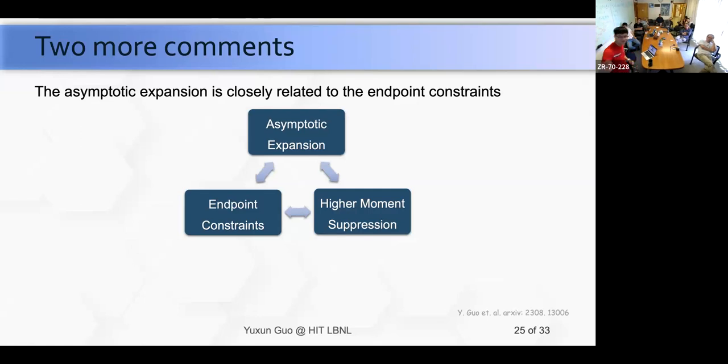So yeah, that's what I want to talk about in this slide. I don't want to dive into the technical details. These three conditions are basically chained together. It's not like you can prove strictly that the endpoint constraint requires the higher moments to behave like that. But in general, if you want to have the endpoint constraint, you have suppression of higher moments, which corresponds to this asymptotic expansion. Those three behaviors are chained together like this.